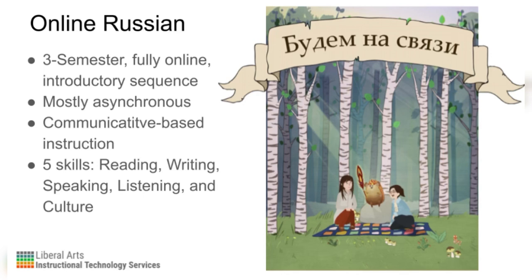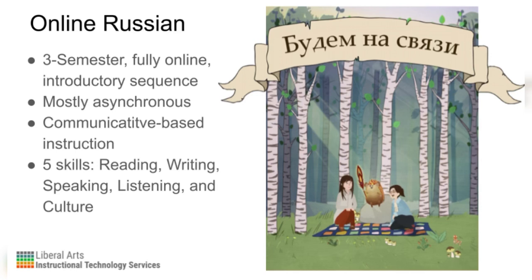So my course is 3 semesters. A semester in the United States is 15 weeks long. So we meet 3 semesters, and this covers 2 years of college level Russian in the United States. It's what's called mostly asynchronous. Asynchronous means we don't meet in person. It means that students at home access all of the content on their own without me. And we only get together one time a week.